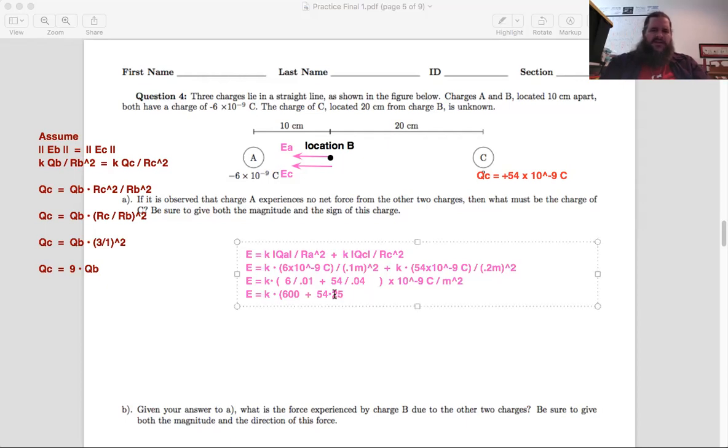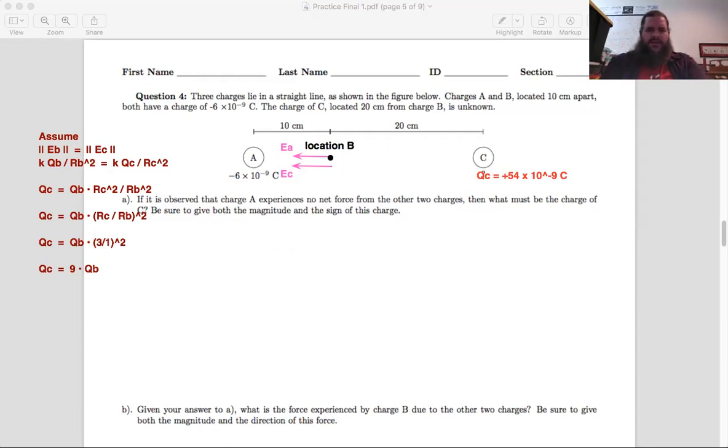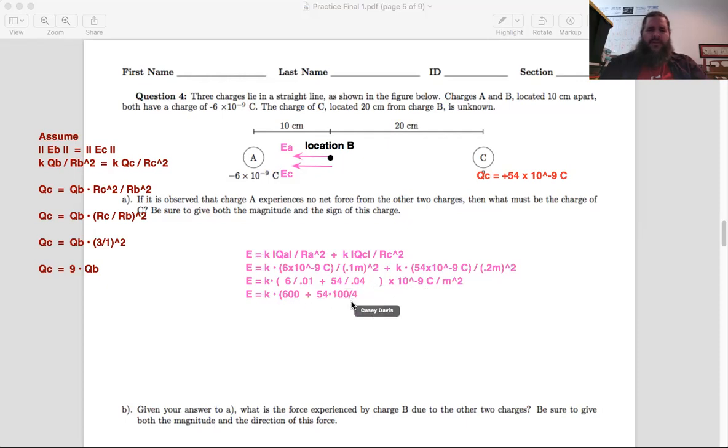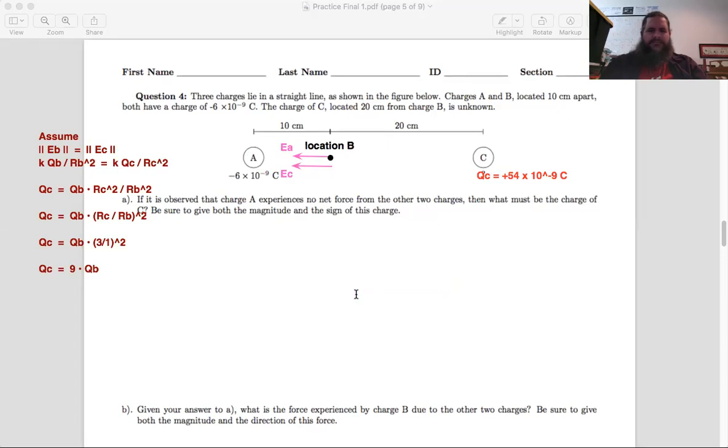And 25, actually, it might be more useful to write that as 100 over 4, because then we can divide 54 by 4. Does that work out nicely? I guess 52 would be 13, so 13 and a half. So 54 over 4 is 13 and a half, times 100 would be 1350, I guess.